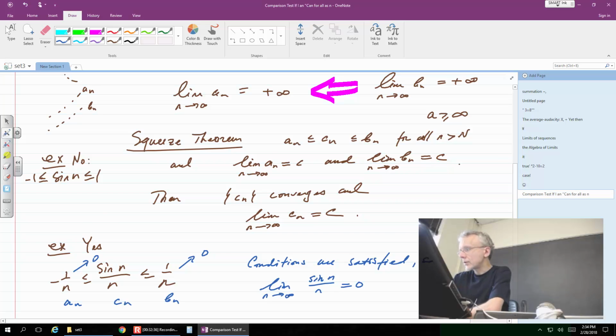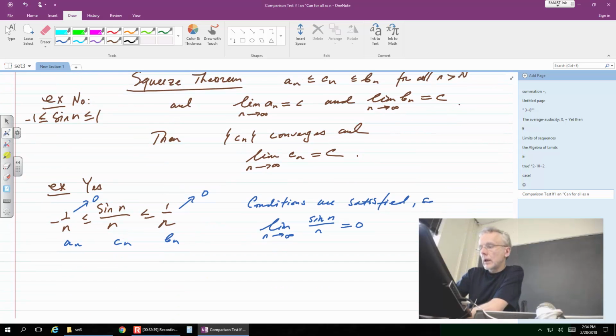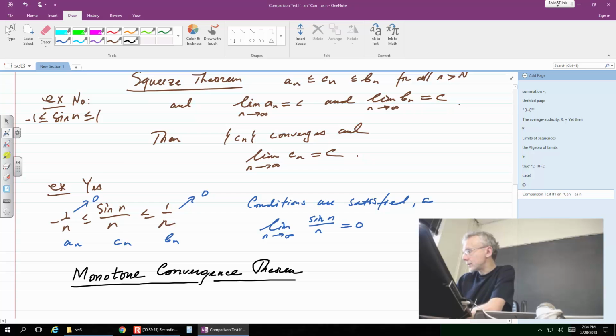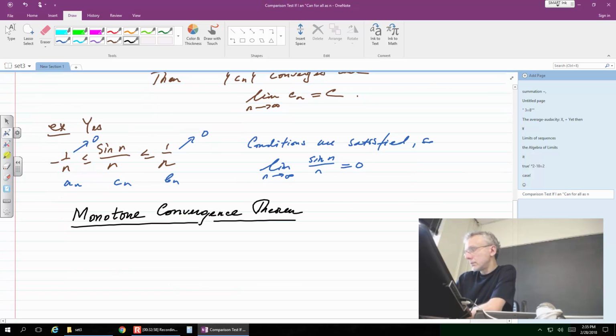One more theorem that I mentioned previously, and I want to state it again. It's called the monotone convergence theorem. The monotone refers to increasing, decreasing behavior. So either a_n is less than or equal to a_{n+1}, that's increasing, an increasing sequence, or vice versa, a_n larger than or equal to a_{n+1}, it is decreasing.